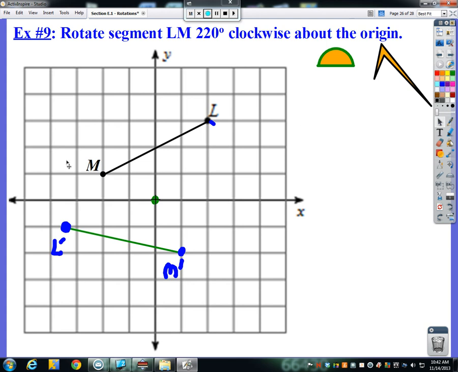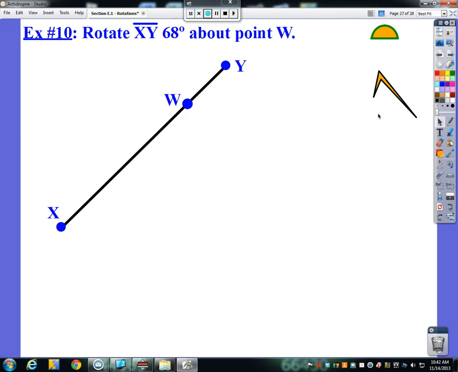Now, is there any real point of having the graph on here? No. So let's look at the second example, which is basically that. We don't have the graph on here, which is not really necessary. So for this one, we're going to rotate this segment XY, but we're going to rotate it around point W, which is actually on segment XY. And we're going to rotate it 68 degrees. Now, since it doesn't say clockwise, we're going to be going counterclockwise by default.